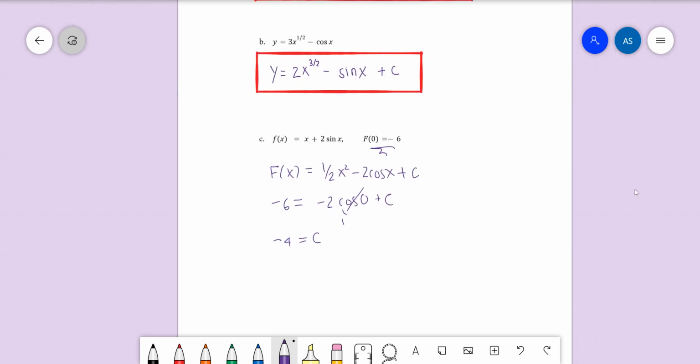Then for your final answer, you will have just f of x, oops, there we go. Okay, final answer, f of x equals 1/2 x squared minus, oops, can't write today, 2 cosine of x plus, or not plus, minus 4, there we go, minus 4, alrighty. And there we go.